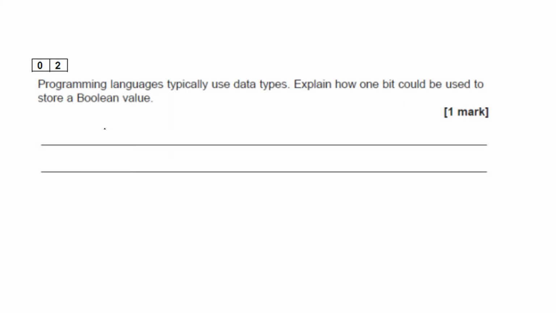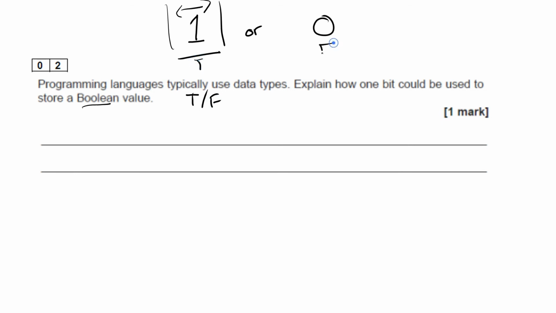So question 2, programming languages typically use data types. Explain how 1 bit could be used to store a Boolean value. So a 1 bit is just either a 1 or a 0. That is just 1 bit. Boolean is true or false, and a 1 can be used to represent true, and a 0 could be used to represent false.